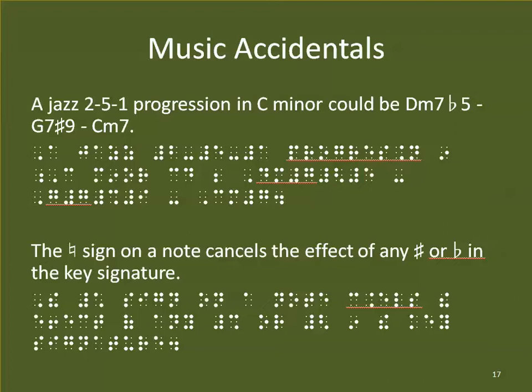The next example, the natural sign on a note cancels the effect of any sharp or flat in the key signature, so then we braille the musical symbols as we see them.